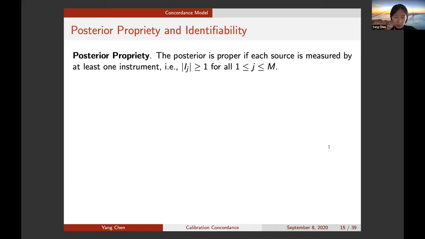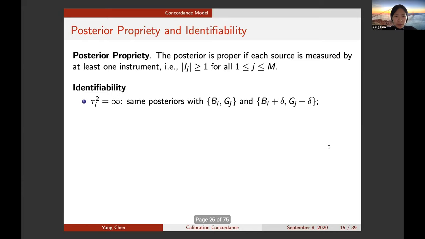First is the posterior propriety. The posterior has to be proper in order for us to make inference. So the posterior is proper if each source is measured by at least one instrument. And this is a very minimal requirement that we have.